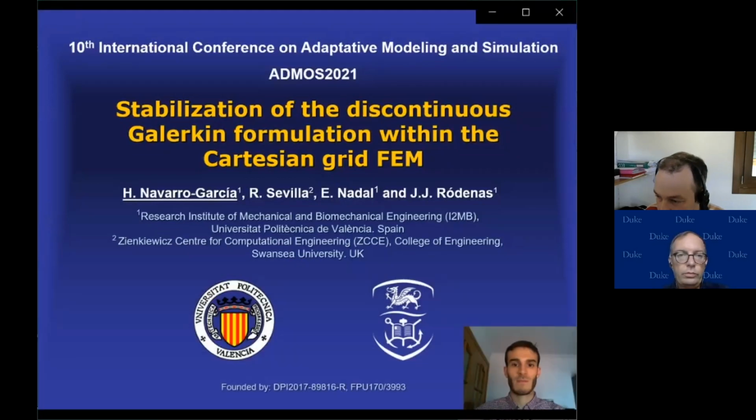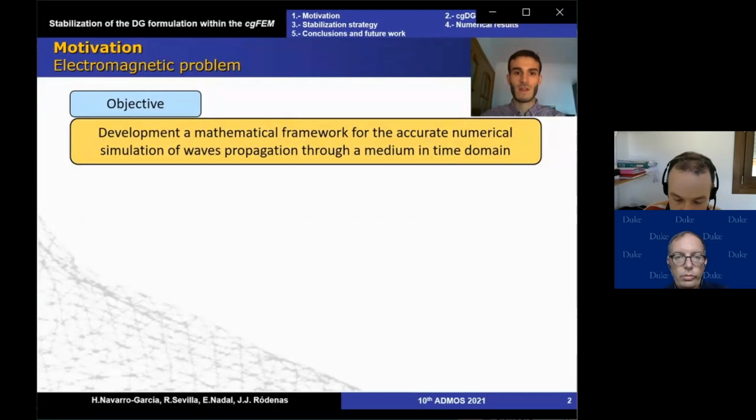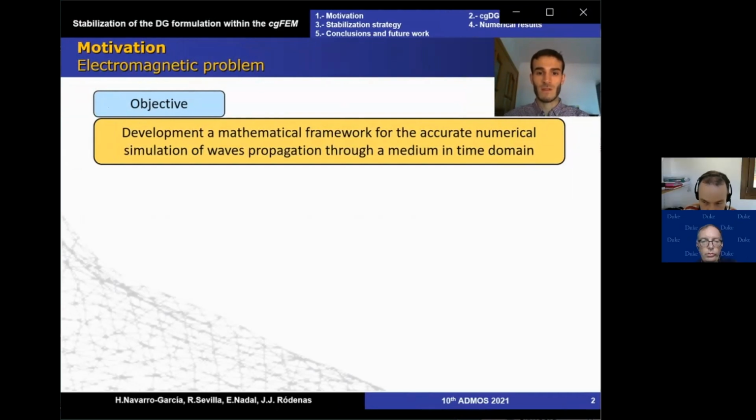Hello everyone, my name is Héctor Navarro Garcia and I'm going to present the work with title The Stabilization of the Discontinuous Galerkin Formulation within the Cartesian Grid Finite Element Method. This research has been carried out under the supervision of Professor Rubén Sevilla, Enrique Nadal and Juan José Rodenas. The final goal of the PhD thesis framing this contribution is to develop a mathematical framework that lets us accurately simulate the propagation of waves through a medium in time domain.